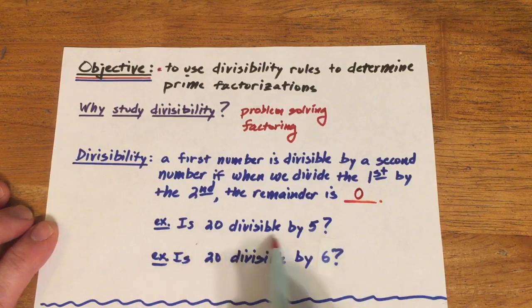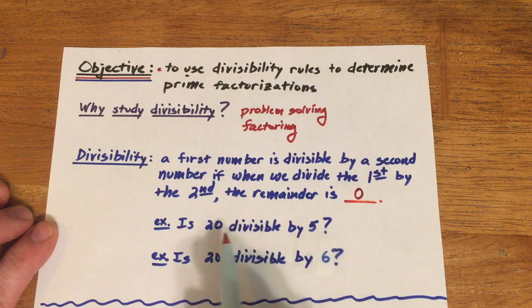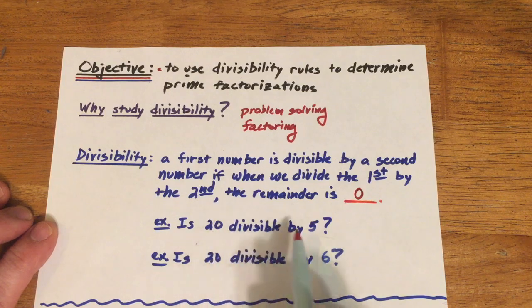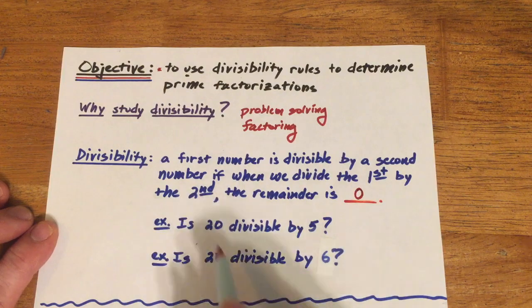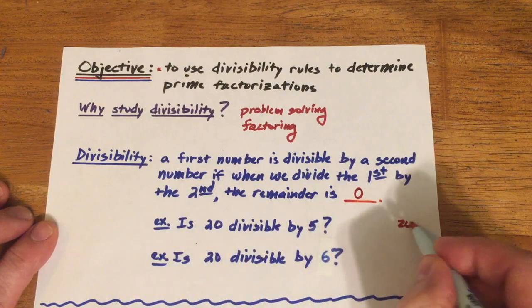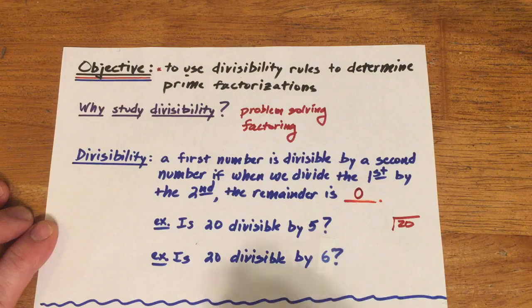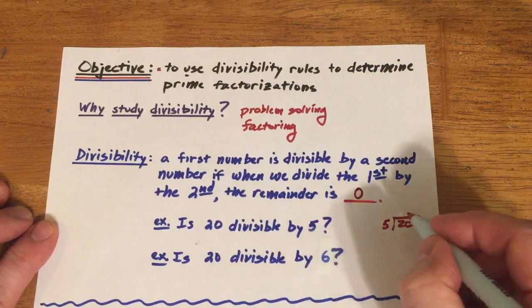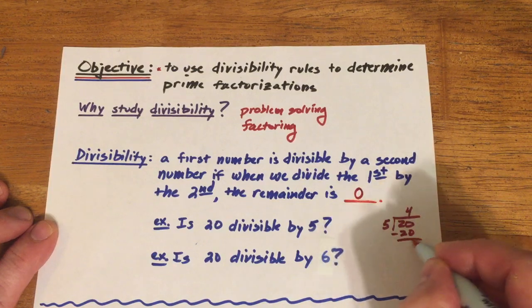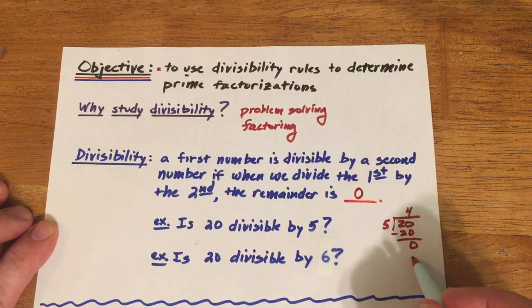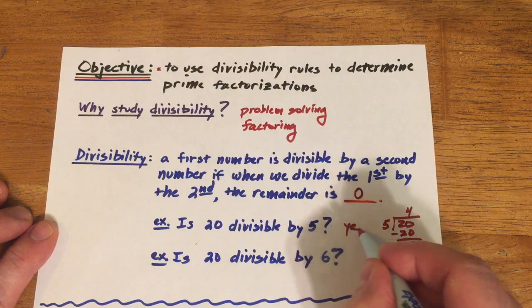Here it says, is 20 divisible by 5? Well, here's our first number. Here's our second number. We're going to divide the first by the second. If we take 20 and we divide that by 5, is the remainder 0? Well, we know 5 times 4 is 20. Multiply, subtract, we get 0. And since the remainder is 0, the answer is yes.